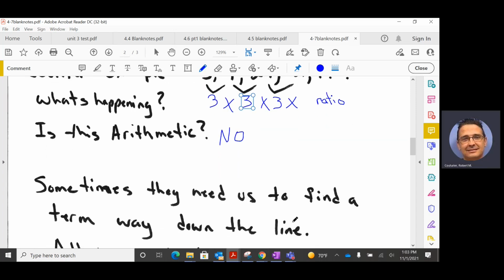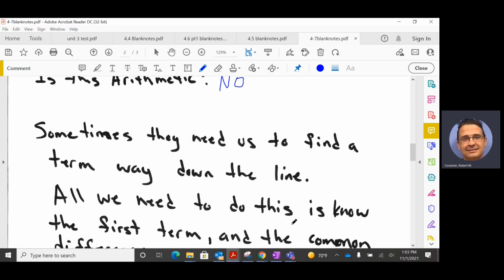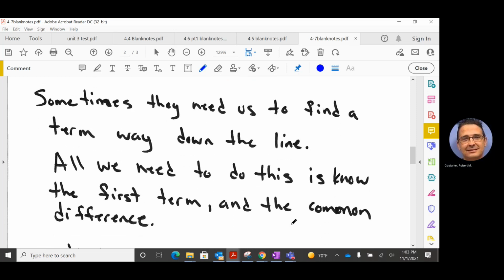So why are we even doing all this? Because sometimes we may see this pattern, okay? And they want us to find a term way down the line. Like if we're doing 2, 4, 6, 8, okay, obviously they're adding 2, adding 2, adding 2. It's easy to do 10, 12, 13, 14. But what if they wanted us to know, like, what is the 243rd term in that sequence? I don't want to count by 2's that high up, so we have a formula that can actually help us.